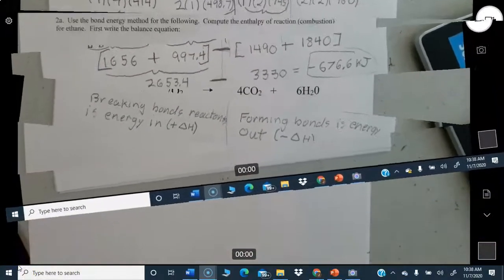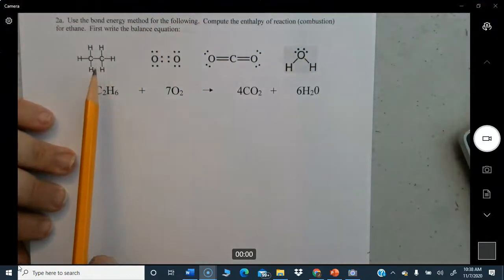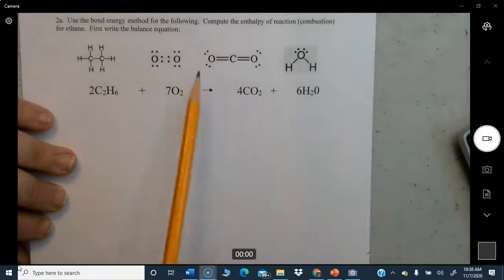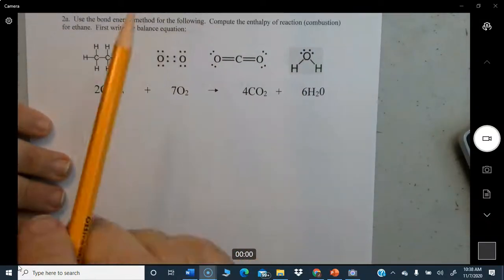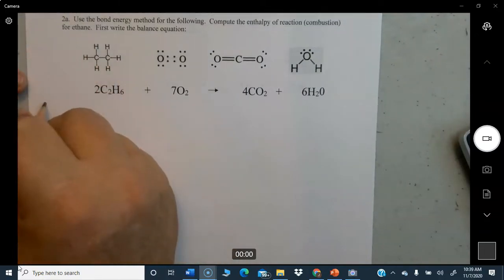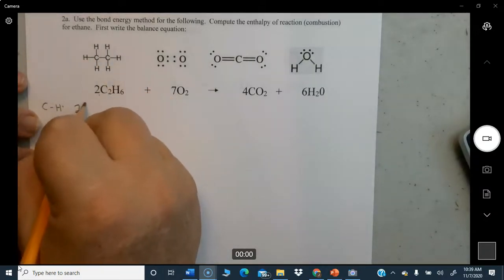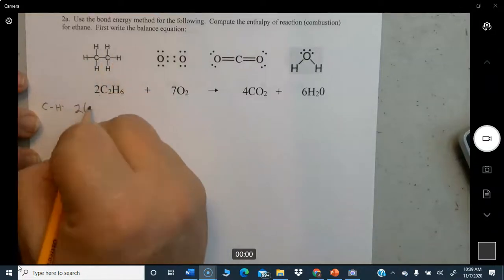All right, let's move on to 2A, and this is a hydrocarbon called ethane. And so we're going to do the same thing. We're going to combust it, but you're not going to draw all the molecules this time. You're just going to do the math on it, okay? So here we're doing CH bonds first. Okay? So we have 2 molecules of this. And each one has 1, 2, 3, 4, 5, 6 CH bonds.